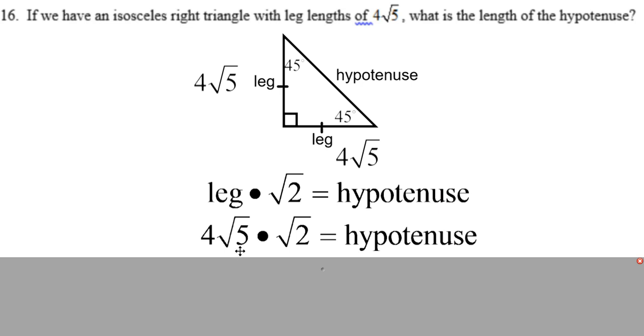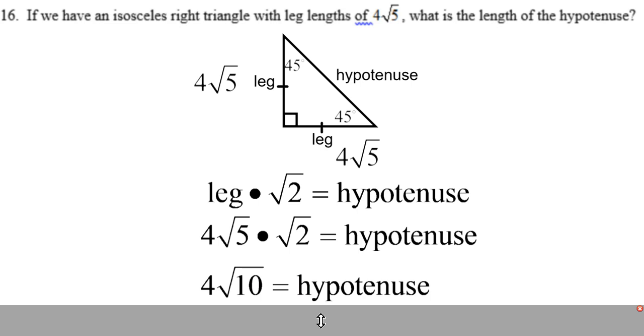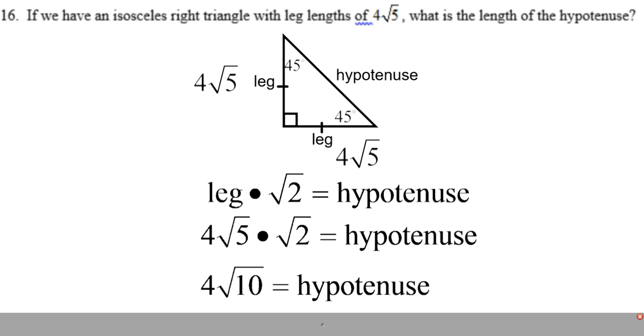So we know that we can condense the two square roots into one. So if I think of that as the square root of 5 times 2, that's the square root of 10. Does 10 have any perfect square factors that we could simplify? It does not, so we're going to have to leave it as is. So the length of our hypotenuse would be 4 square root of 10 units.